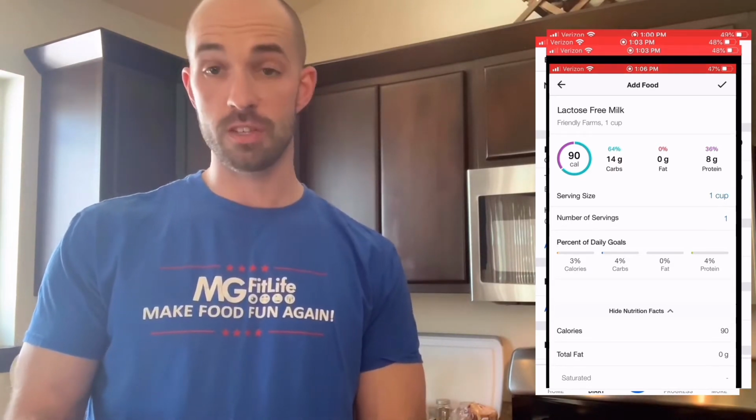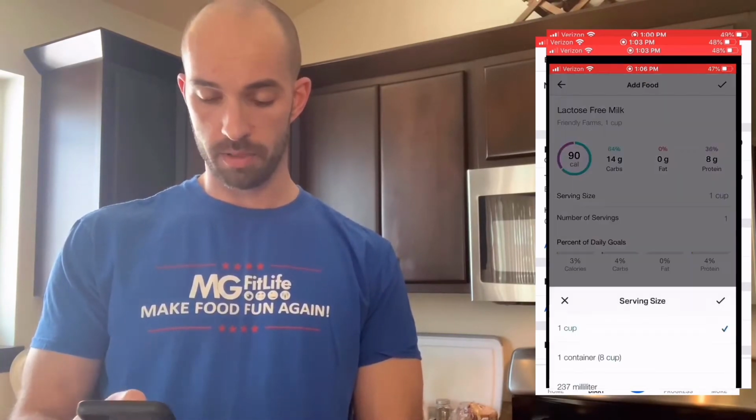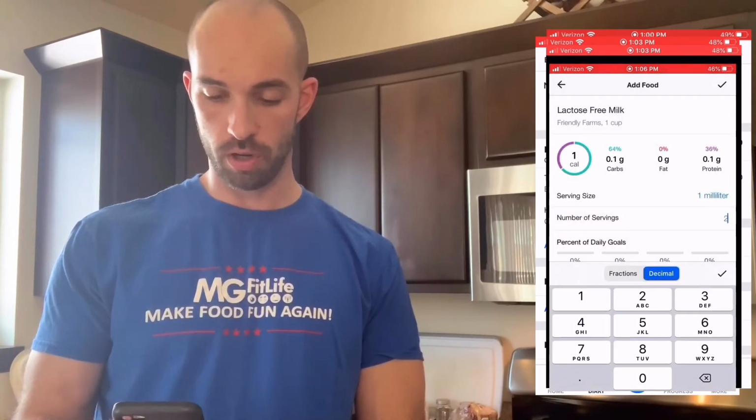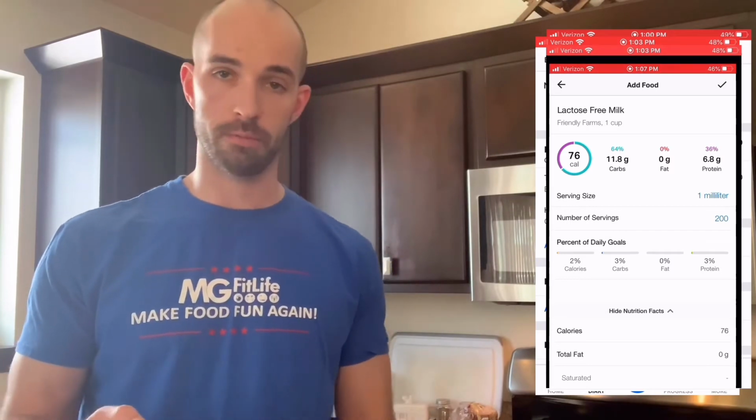So we've got serving size of 1 cup equals 90 calories. But I'm going to go in here, go to 1 milliliter, and change that to 200. Okay. So now I know 200 milliliters equals 76 calories, 1.8 carbs, 0 fat, 6.8 grams of protein.